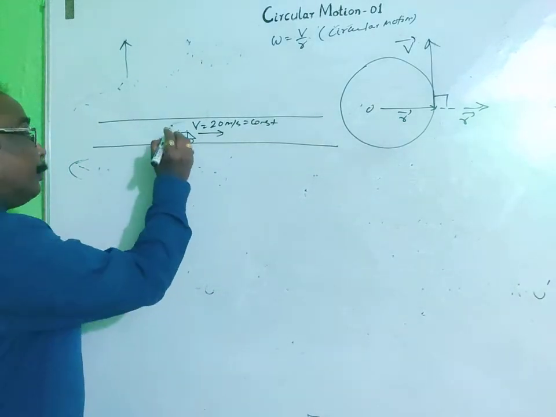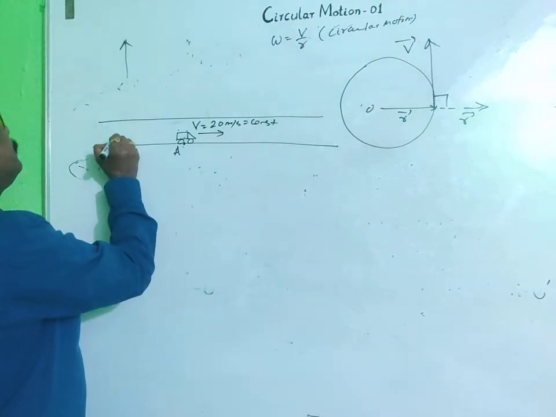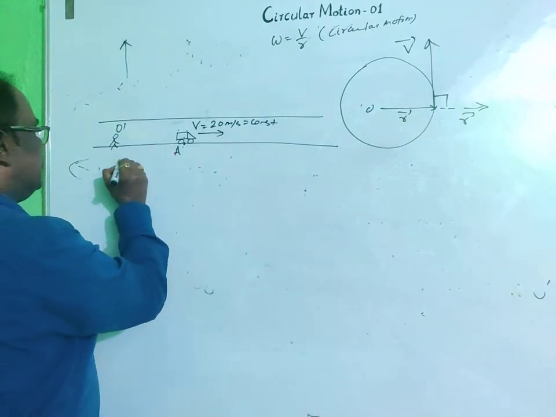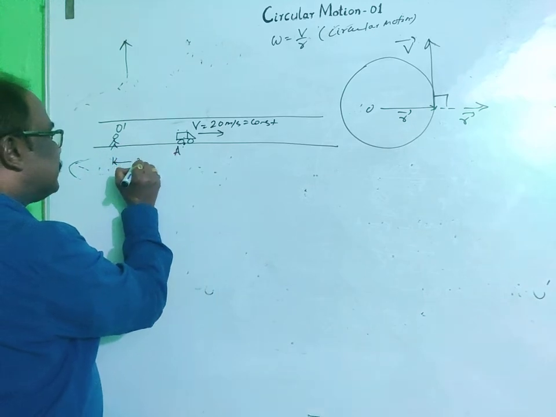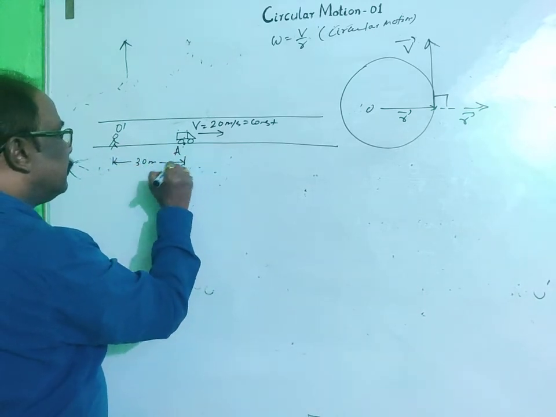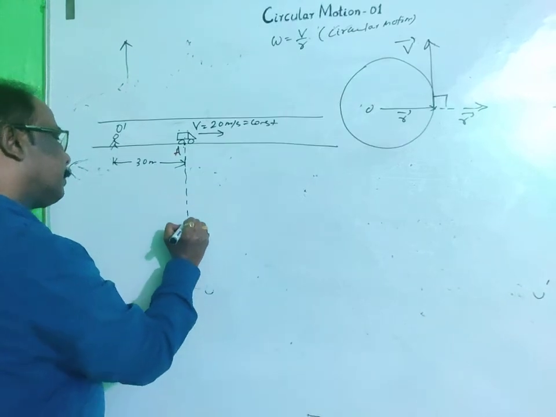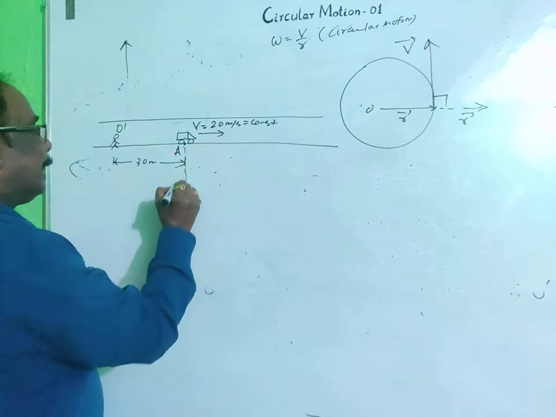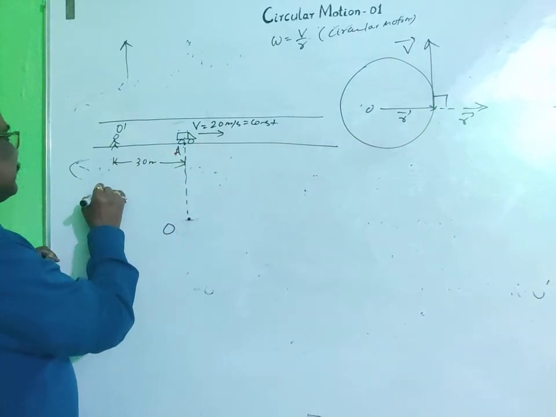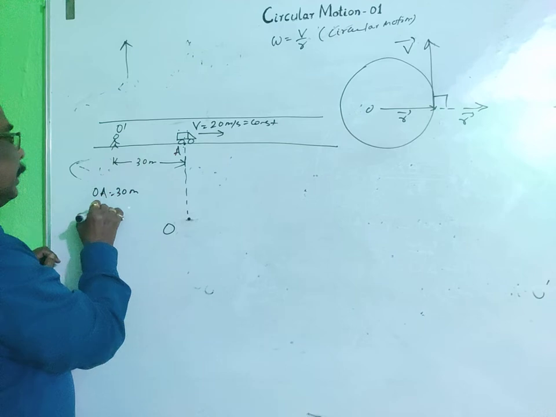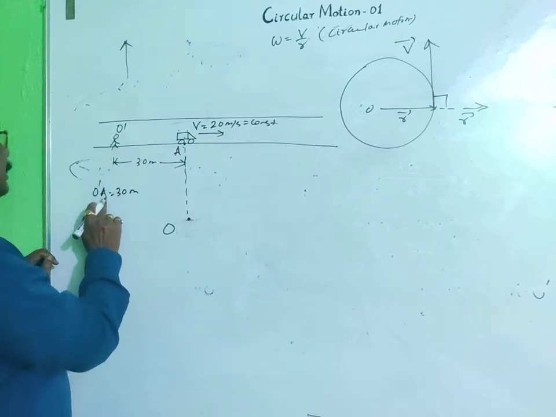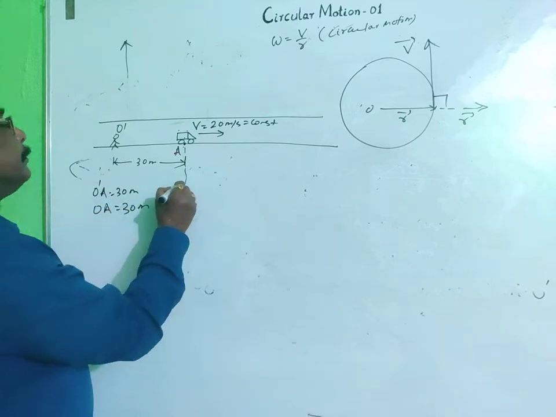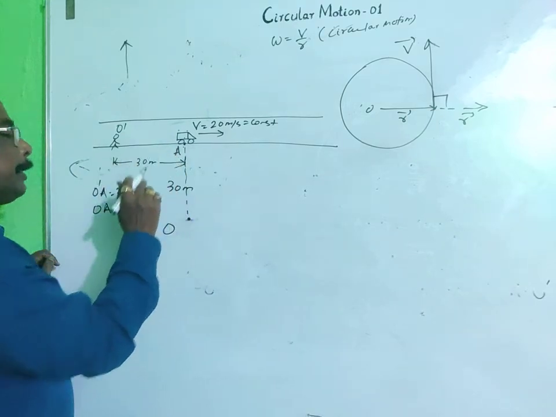The motion of this vehicle is observed by two observers. This observer is O dash. Let the distance of A from O dash be 30 meter. And another observer is observing the motion of the vehicle remaining at O. Again, OA is also 30 meter. This is 30 meter, and this is also 30 meter.